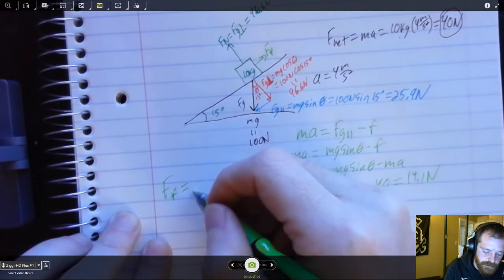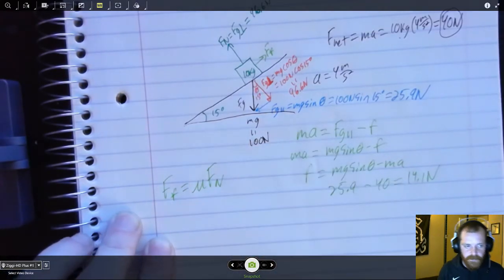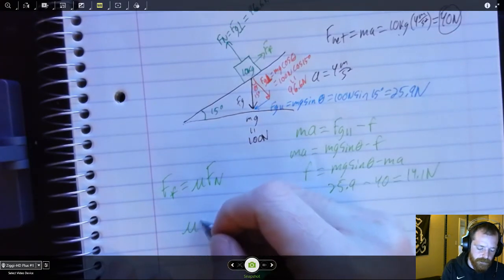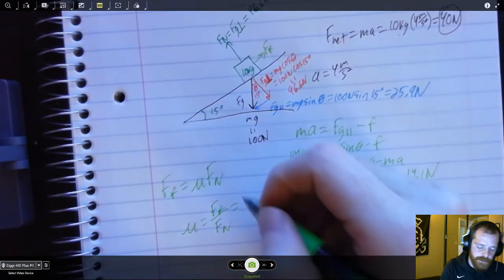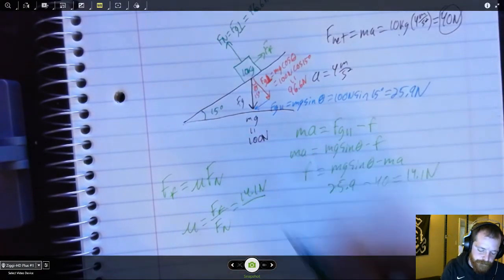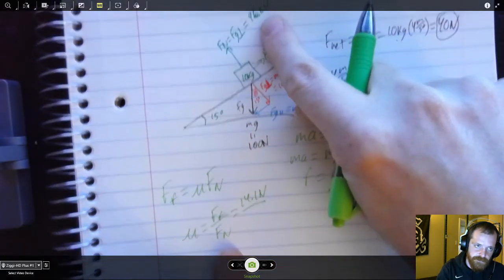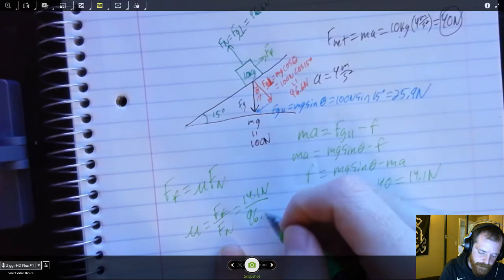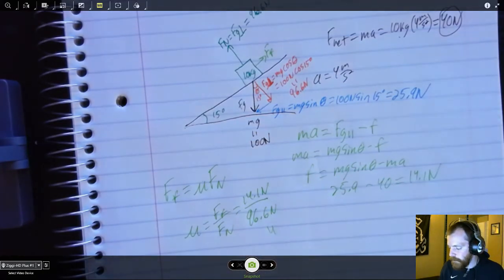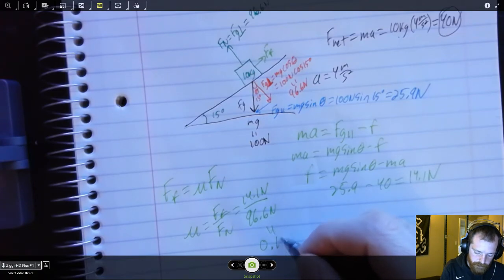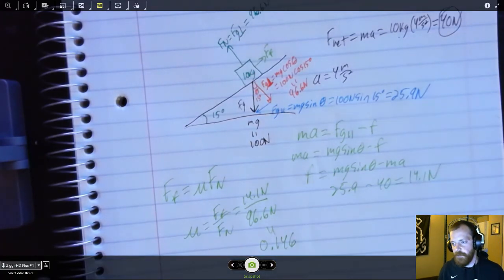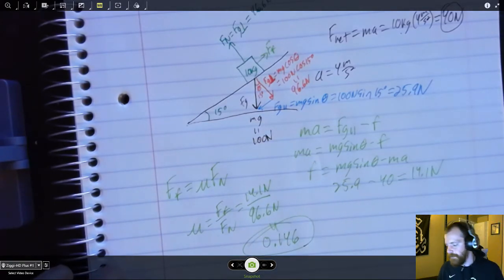And then if I actually wanted to find the coefficient of friction, I know the force of friction is equal to the coefficient of friction times the normal force. Divide the normal force from both sides, and I get the coefficient of friction equals the force of friction divided by the normal force. So in this case, it would be 14.1 newtons divided by the normal force of 96.6 newtons, and that should be equal to about 0.146. And remember that coefficient of friction does not have any units. It's just a ratio.